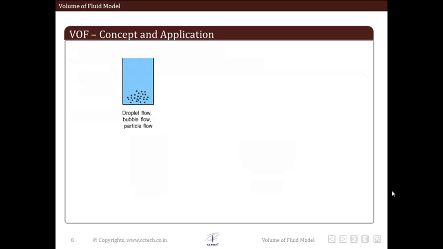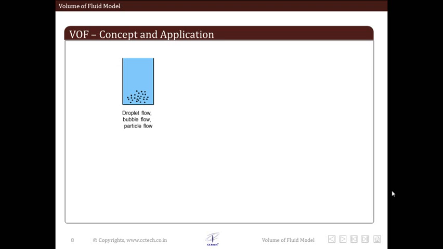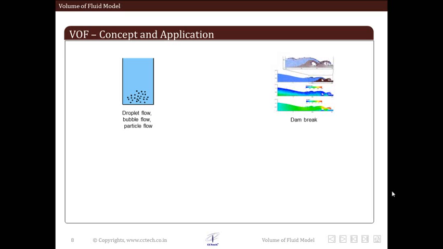Next is the droplet flow or bubble or particle flow, where there is distinct interface between the droplets or bubbles and the continuous phase. These can also be solved using volume of fluid model. Dam break type of problems can be solved, which is a totally different field of problem, and these can be tackled using volume of fluid.